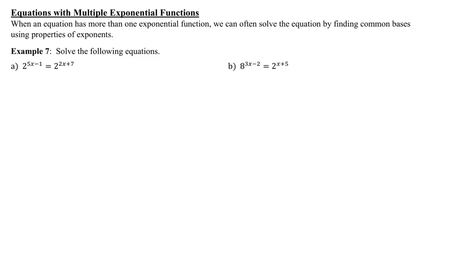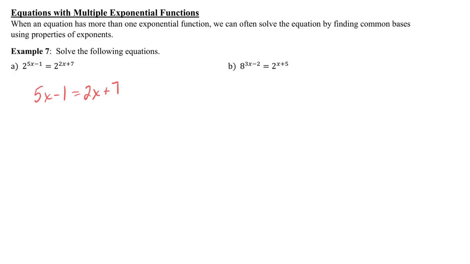Okay, so we're going to end this lesson with equations with multiple exponential functions. When we have more than one exponential function, sometimes we can get lucky and we can solve the equation by finding common bases and then using the properties of exponents. So let's look at example 7. A is pretty straightforward. Remember, these are equal to each other, right? Well, the bases are already equal to each other, so the only thing I'm worried about is the exponents being equal to each other.